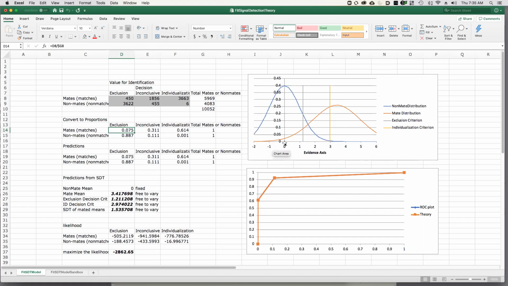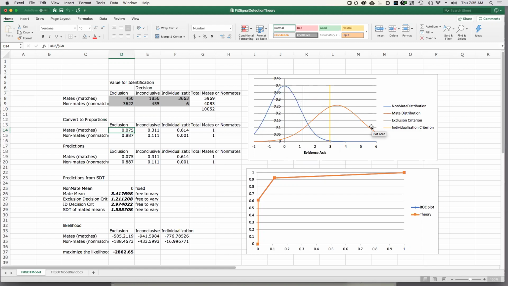And the way that signal detection theory works is that the non-mated distribution, which is this curve right here, the blue curve, that's just fixed at 0 and has a standard deviation of 1, so a spread of 1 here. And in this particular model, we're allowing the mated distribution here to have a different standard deviation. That's very common in signal detection theory models to allow that to happen.